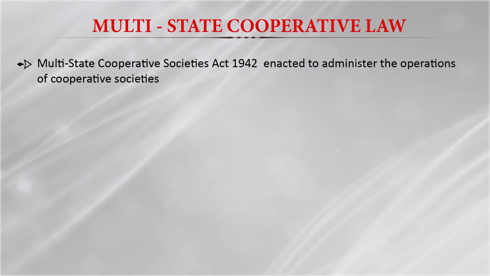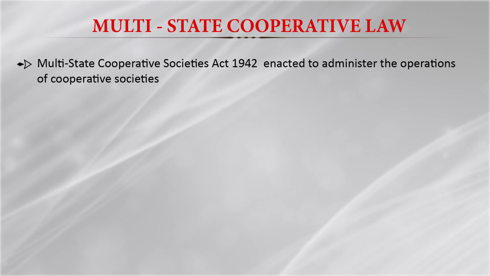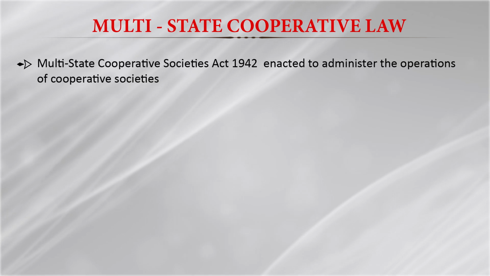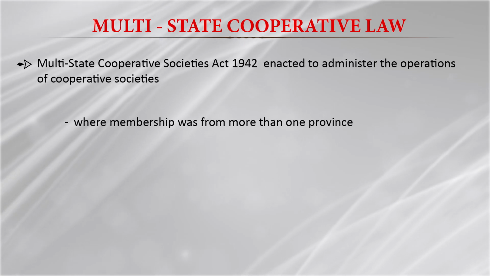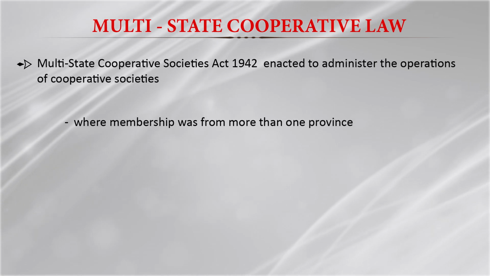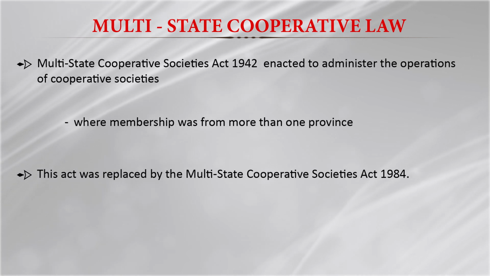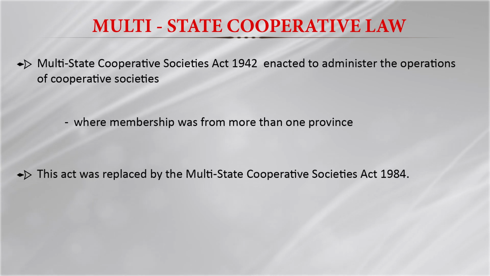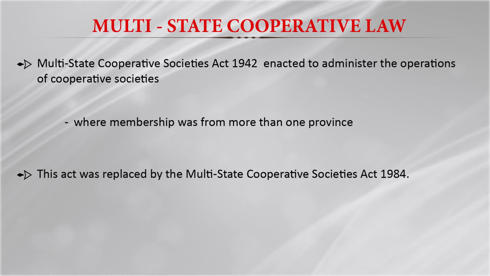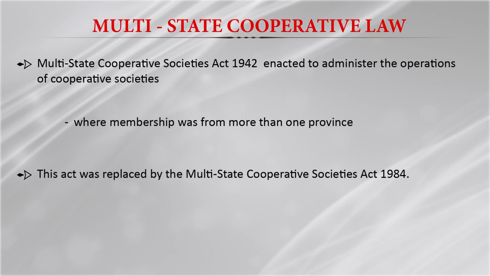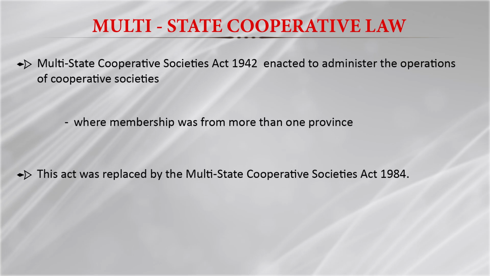And actually, this Multi-State Cooperative Society Act 1942 was administered for the operation of cooperative societies where the members are from more than one province, from more than one state. So this act was replaced by the Multi-State Cooperative Society Act 1984. Actually, the 1942 Act was basically an enabling act, and in 1984 a comprehensive act was made to provide guidance to the multi-state cooperative society.